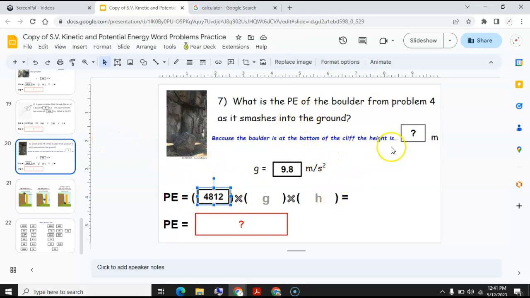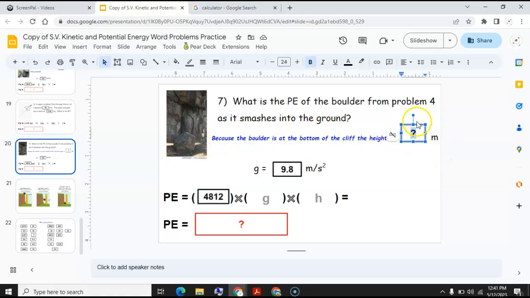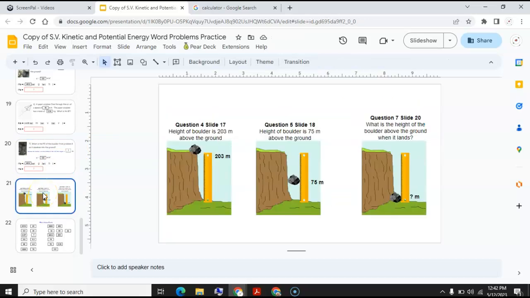The height for this question, going back to question 7, they're telling you that the boulders are at the bottom of the hill. So you have to type in what you think the height is if it's at the bottom, and then move that number in for the height. That's it. Once you've done those, you can submit. Slide 21 just has what I said about using the same mass for question 4 as for question 5 and question 7. So you don't really need that, but if you need, you can look at it.